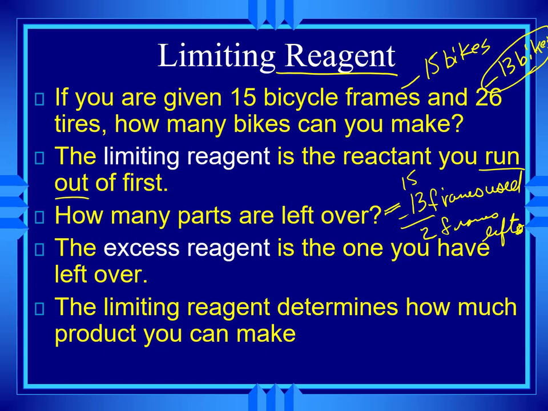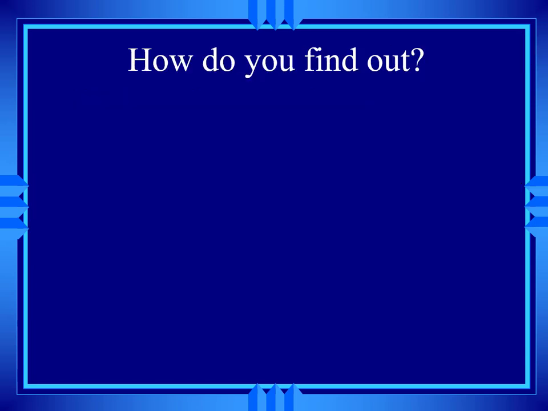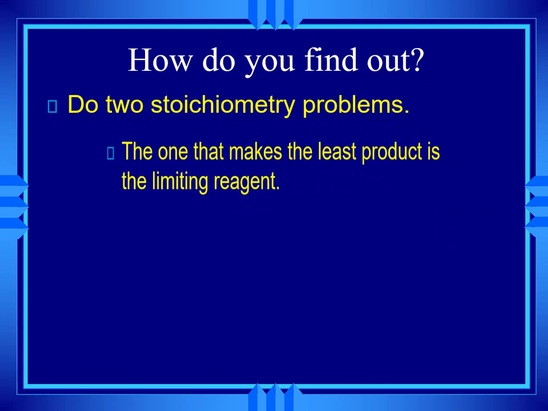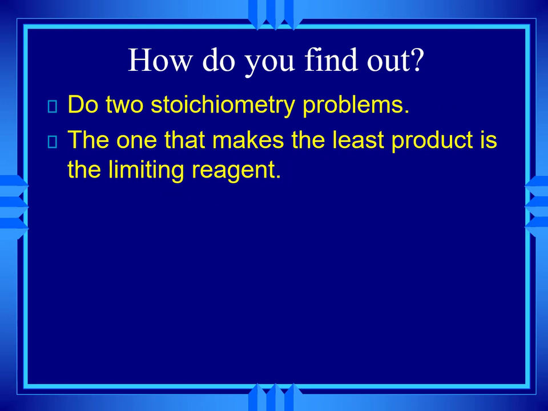So, how do you find out? Well, you saw the math for when it's bicycles. Now we're going to use that same math, but instead of being able to do math in our head, like if I use up all the tires, I'll make 13 bicycles, we're going to have to do stoichiometry problems. And we're going to do 2. One for if you run out of the first reactant, one for if you run out of the second reactant. And you turn them both into the same product, and the one that makes the least product is the limiting reagent.